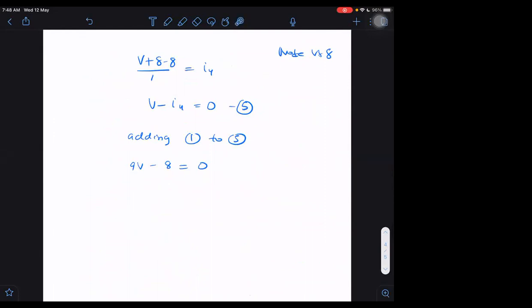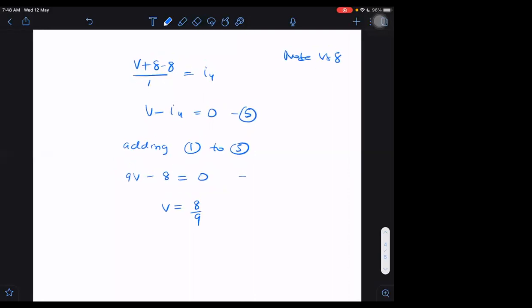I'm not sure whether you did it right or not. 9V minus 8, is it right or some calculation mistake? You have to check properly. Right, sir, correct only, sir. Then we are getting V as 8 by 9. Once we know V, we can get any current in this circuit.